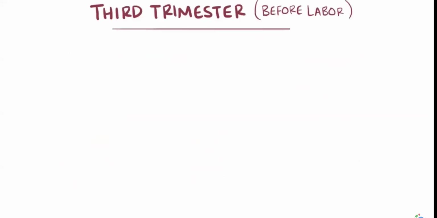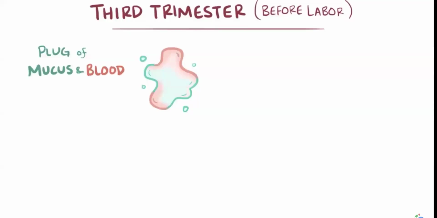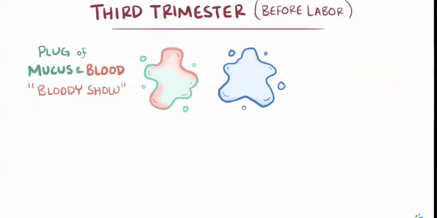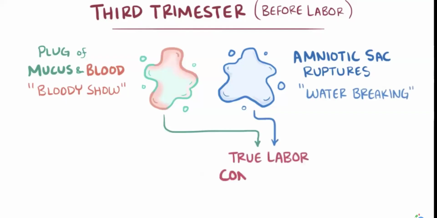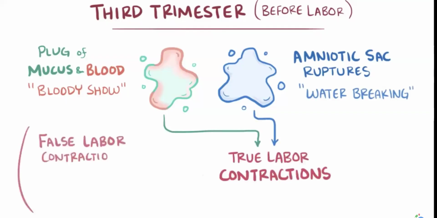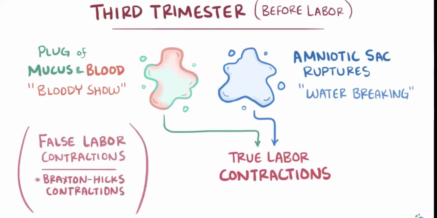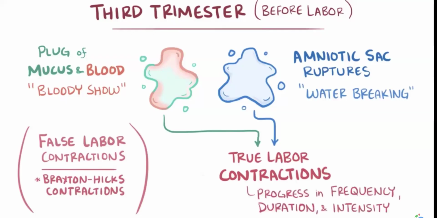In the 3rd trimester, before labor starts, a woman might have a plug of mucus and blood fall out of the opening to the cervix, sometimes called the bloody show. Other times, the amniotic sac might rupture, sometimes called water breaking. Either of these can trigger the onset of labor and so-called true labor contractions. These have to be distinguished from the milder and ineffective false labor contractions, also called Braxton-Hicks contractions, or practice contractions. Once they start, true labor contractions progress in frequency, duration, and intensity, and they can feel like waves that build up to a peak intensity and then gradually decrease.